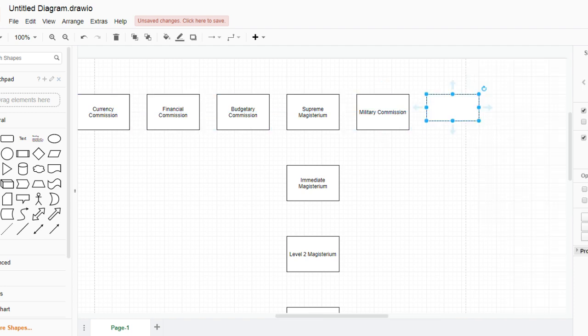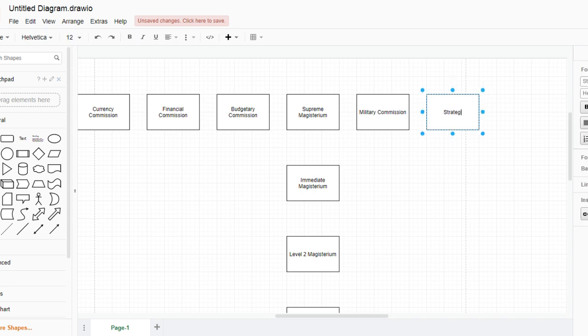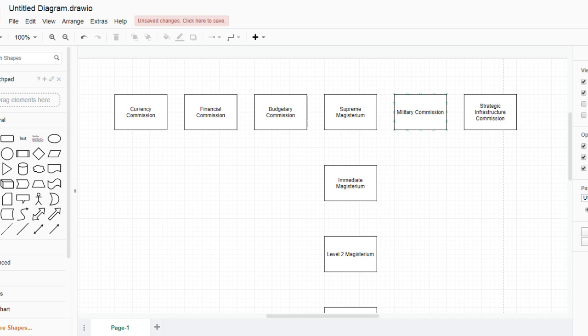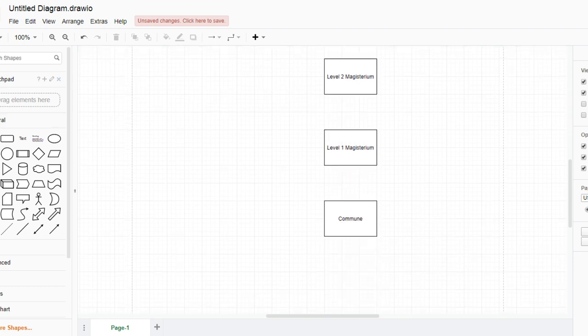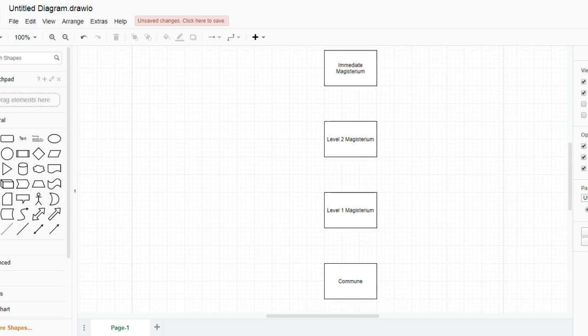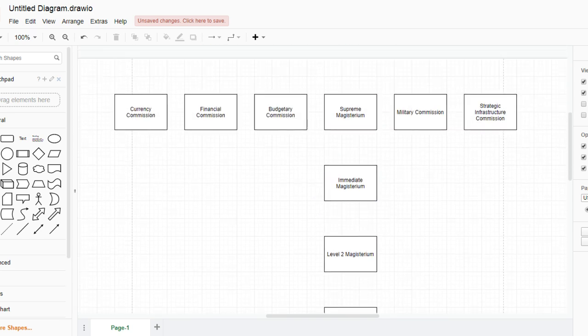Okay, and another commission that I think is very important, that I probably should have put up here first, really, is the Strategic Infrastructure Commission. The Strategic Infrastructure Commission essentially handles infrastructure that is deemed to be strategically necessary. In other words, most infrastructure in the country is not going to be handled on the level of the state, but is instead going to be handled on the lower levels as the needs are deemed to be necessary. I think that's the best way to describe it.